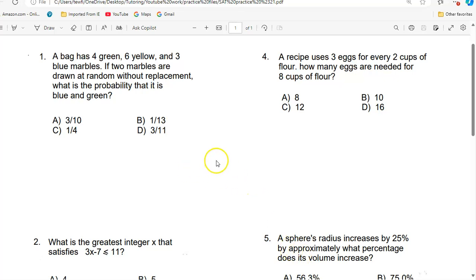Alright, let's go over these problems. So the first one here, a bag has 4 green, 6 yellow, and 3 blue marbles. If 2 marbles are drawn at random without replacement, what is the probability that it is blue and green? Alright, you can give it a try, and we're going to go over it.